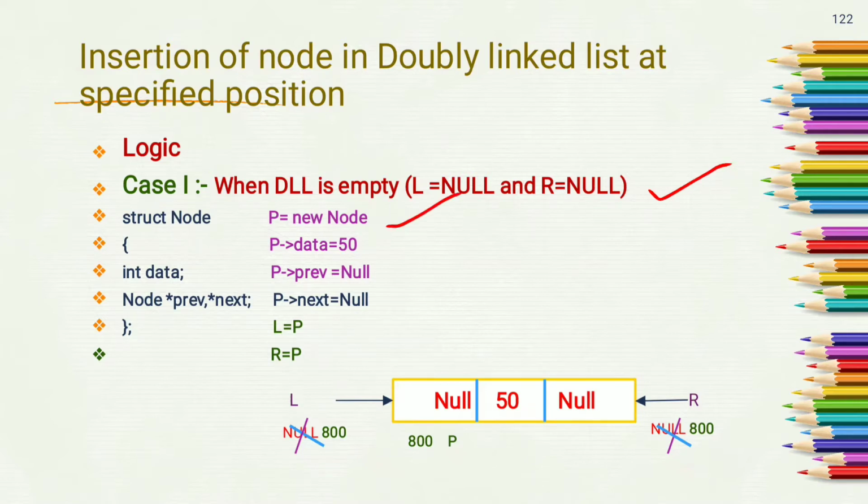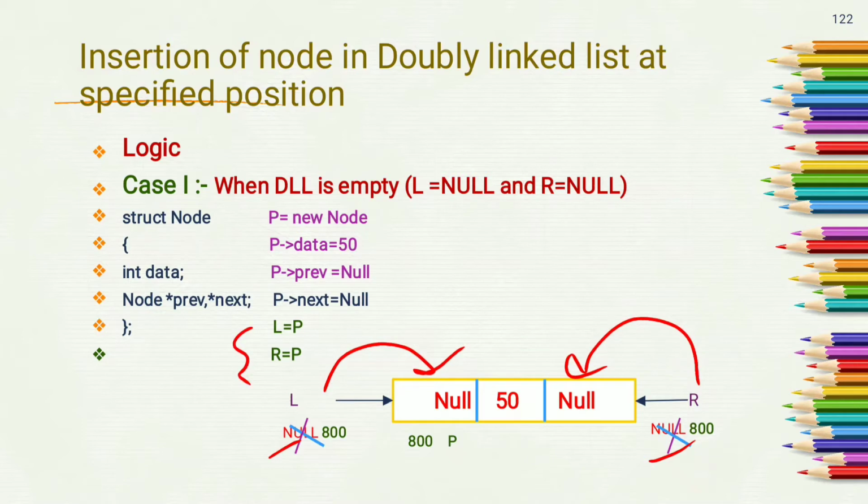We have to create a new node, store the data value into the data part of the new node P, and then store null in the previous pointer of P node and null in the next pointer of P node, as there is no previous and next node present for this new node. Initially L and R point to null. Now we have to point L to this node and R to this node. For this we have to write L equals P and R equals P. Now L and R both point to this node.